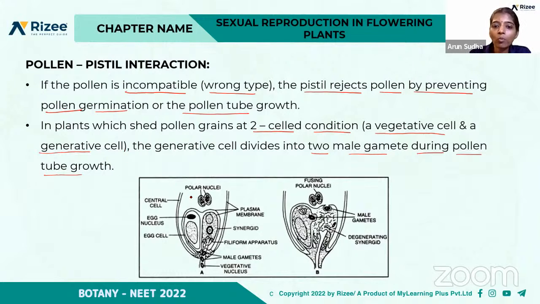So this is the polar nuclei, and here it shows the egg apparatus and the synergids. This is the filiform apparatus. Now what happens? The pollen tube enters this embryo sac through the synergids, right? And it releases the male gametes. Here the fusion happens between the male gamete and the egg nucleus, and here between the male gamete and the polar nucleus, right? So it comes and reaches the egg through the synergids.